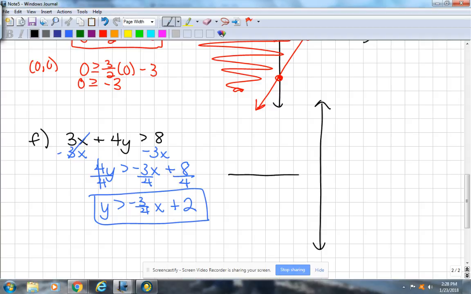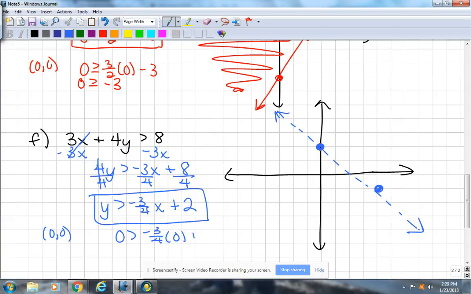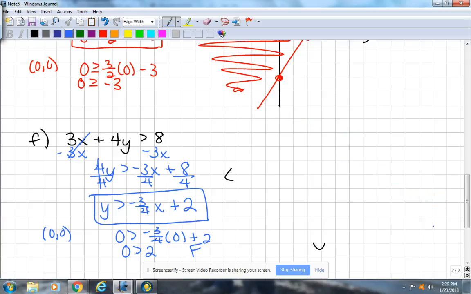So what's my y-intercept? 2. What's my slope? Down 3, right 4. Solid line or dotted line? Dotted. And I'm going to test 0, 0. 0 is greater than -3 times 0 plus 2. So 0 is greater than 2. True or false? That's false. So I do not shade where 0, 0 is. I shade away from it.